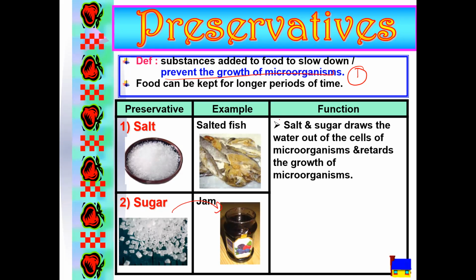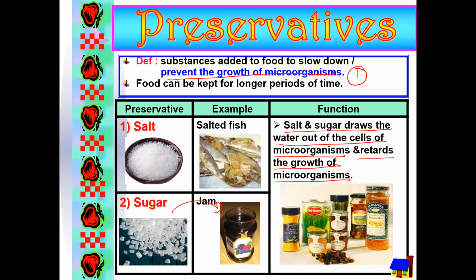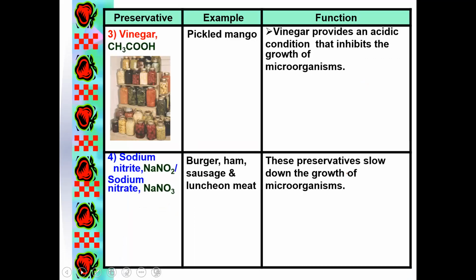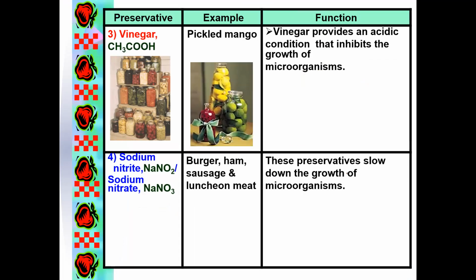Okay, what do salt and sugar do? They will draw the water out of the cells of the microorganisms, and they will retard the growth of microorganisms. Okay, retard, cannot prevent it. You actually cannot prevent 100%, so you retard or reduce the growth of microorganisms. So the first ones will be salt, sugar. Okay, vinegar. Same thing. Vinegar, I'm giving it an acidic condition. So therefore, the microorganisms cannot grow.